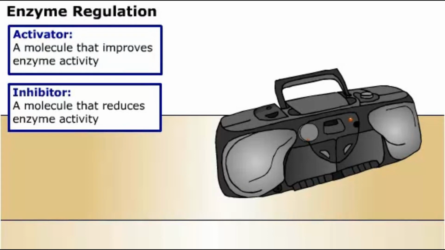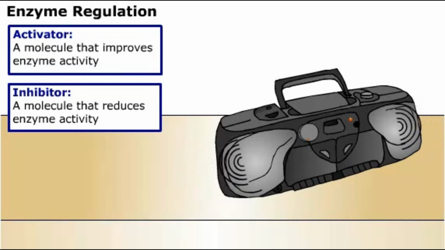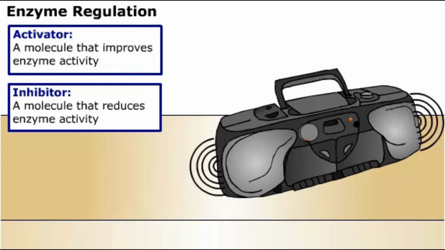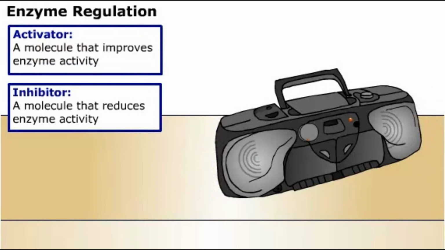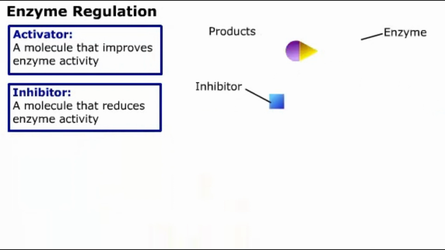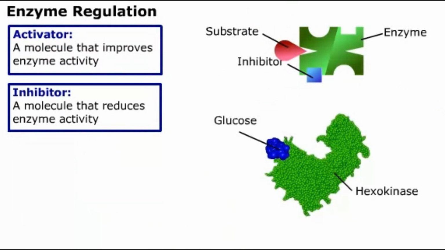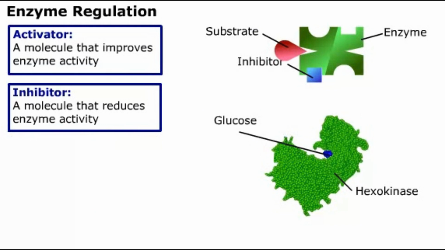Activators and inhibitors are like the volume controls on a stereo. Activators turn up the volume and improve the catalytic ability of enzymes. Inhibitors turn the volume and the enzyme's activity down or off. Some activators and inhibitors change the enzyme's shape. An enzyme can have conformations with different activities. Recall how hexokinase's shape changed upon glucose binding.